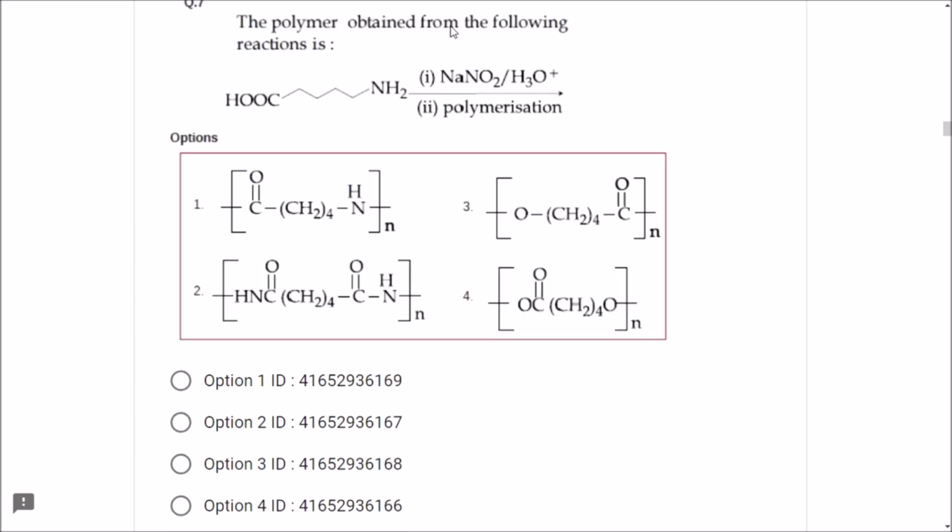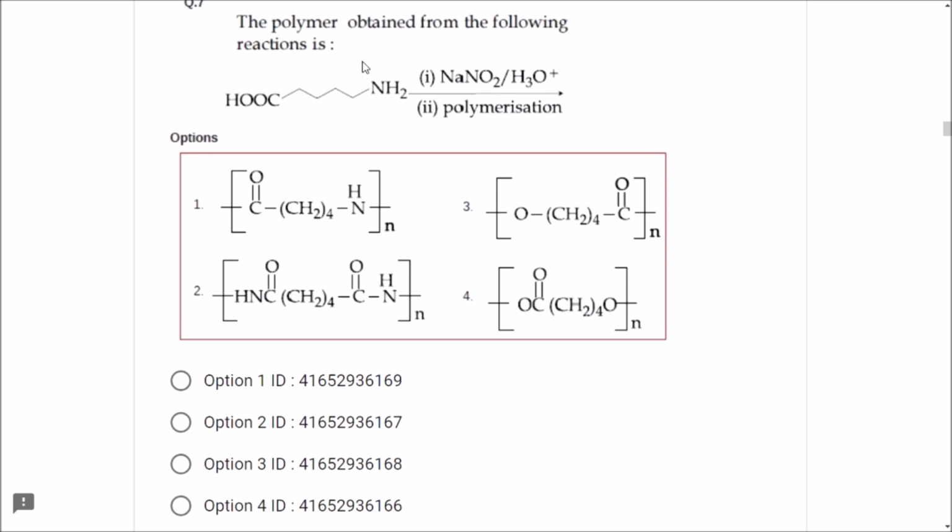Next, question number 7. The polymer obtained from the following reactions is, what is the starting material? Some amino acid, right? Aliphatic amino acid. 1, 2, 3, 4, 5. 5-membered amino carboxylic acid. This amine, upon reaction with sodium nitrite followed by H3O, what are we going to get? Yes, this is going to become diazotized in the presence of sodium nitrite. Then with H3O, the diazonium salt will be replaced with OH. That means what are we going to get in the first step? Acid on this side and OH on this side.